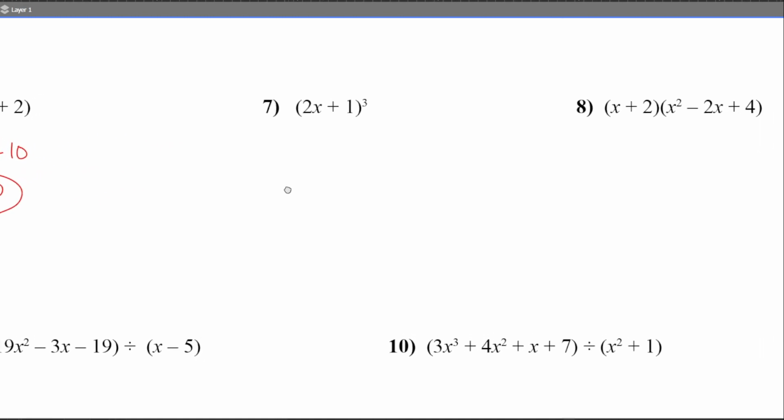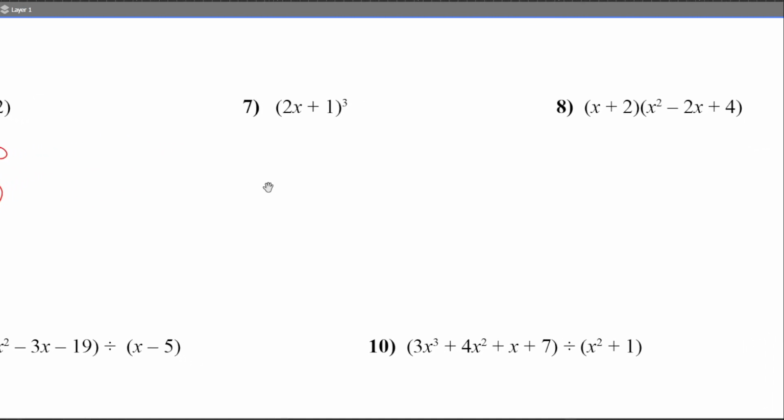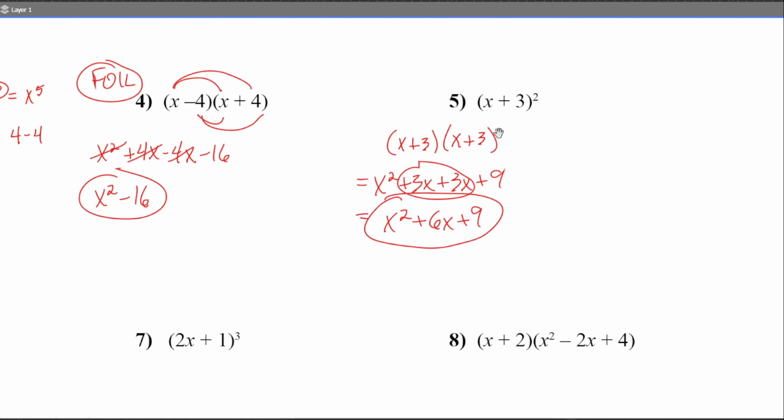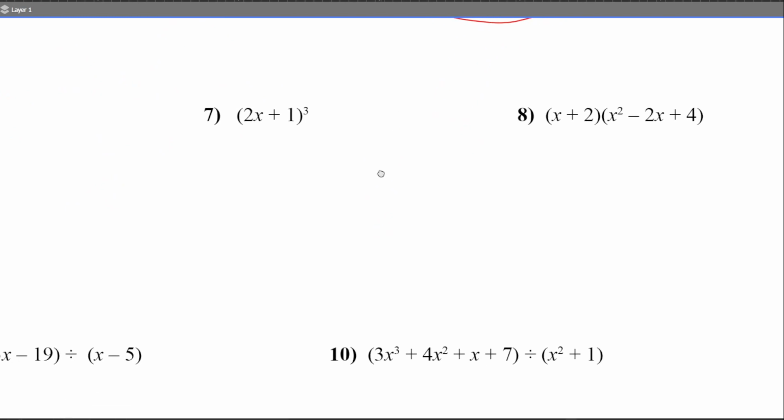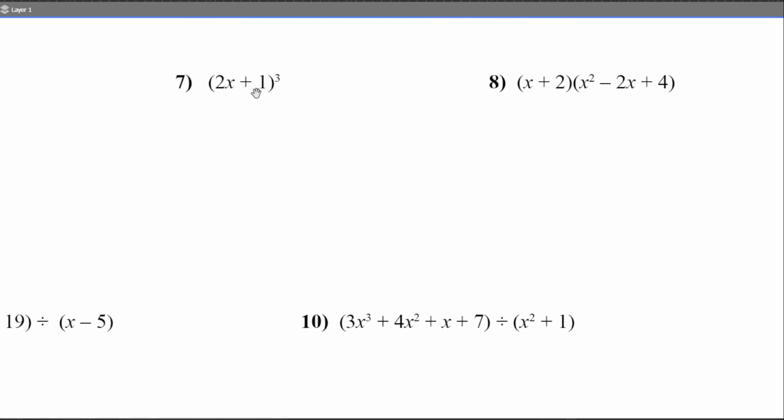This next one is a little bit tricky, but if you realized what you had to do here, it was x plus 3 squared, so you'd put them down twice. But this one is cubed, so we're not going to put them down twice. We're going to put them down 3 times. So I've got a 2x plus 1.